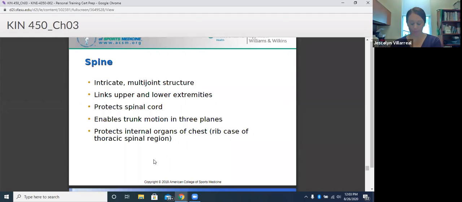And now we get to the spine. So the spine plays a crucial role in functional mechanics. Okay, it's intricate, it's a multi-joint structure. It's going to link your upper body and lower body extremities. It's very important because it protects the spinal cord. It enables trunk motion in 3 planes. And it protects your internal organs of the chest, so the rib cage of the thoracic spinal region. Whenever we say enables trunk motion in 3 planes, that is again the frontal plane, sagittal plane, and transverse plane.